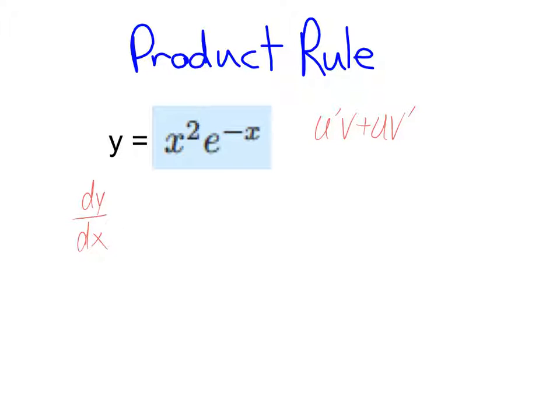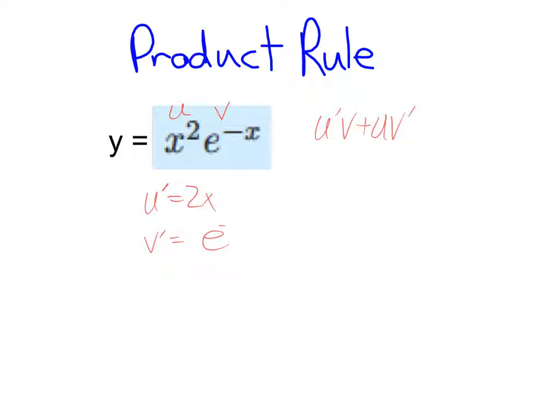So will the x squared be u and the e to the negative x will be v? That's correct. This is our u, and this is our v. So u prime equals 2x. What's our v prime? e to the negative x times negative 1.